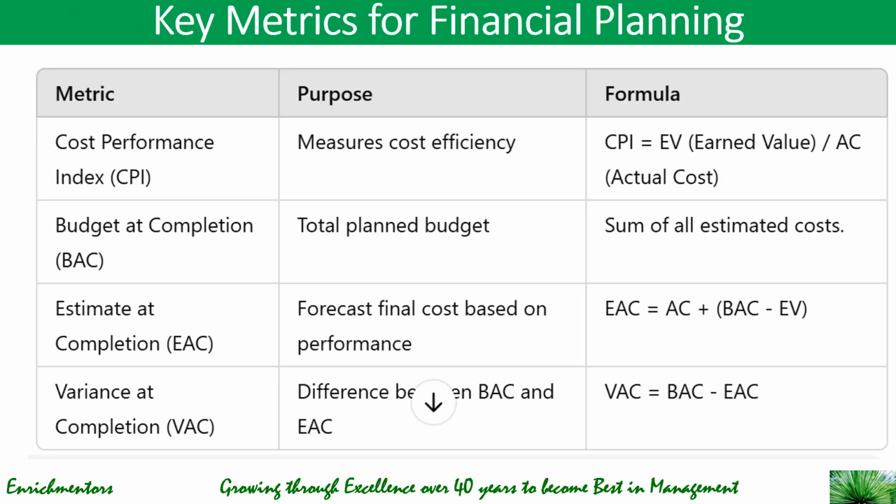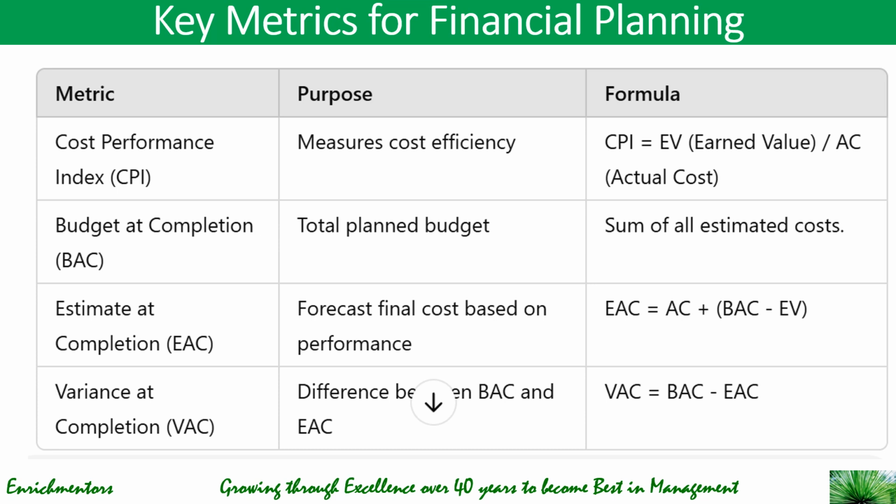What are the key metrics of financial planning? As you see here, there are four that we're talking about. Cost performance index, which measures cost efficiency, and the formula is CPI is equal to earned value divided by actual cost. Earned value we talked about, that is the amount of the cost of project work that is completed.